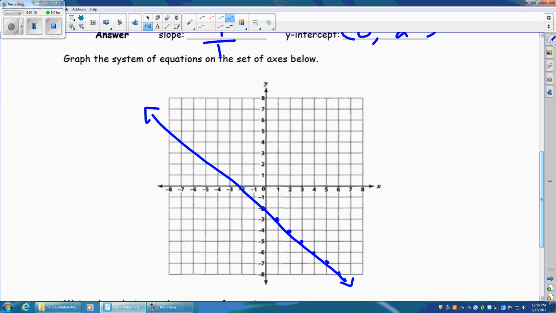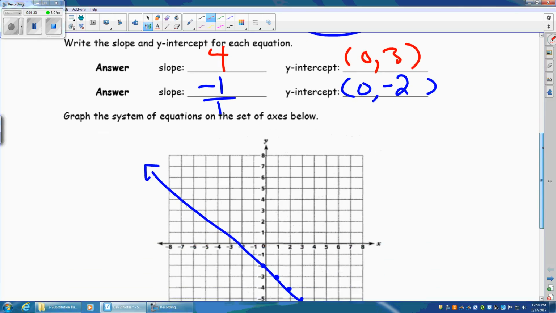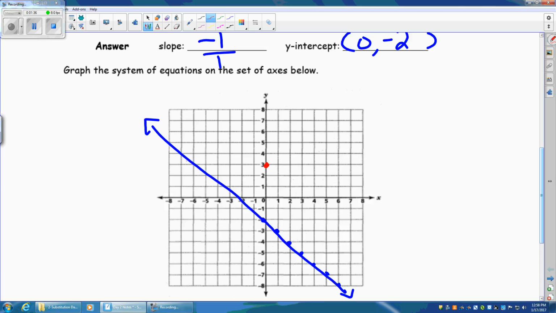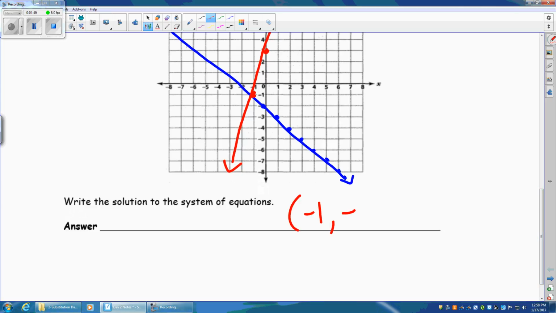Would you guys please pause the video, try the first one on your own, and we can assess ourselves after we unpause it. Alright, so the slope was 4. My y-intercept is 0, 3. So I'm going to go down to 0, 3. And I'm going to go up 4 and over 1. And I can even go down 4 and over 1 and end up getting that coordinate. So what coordinate is that where they meet? It's -1, -1.